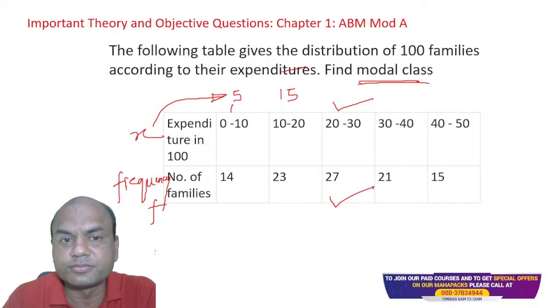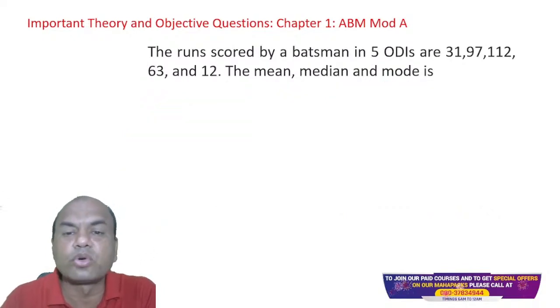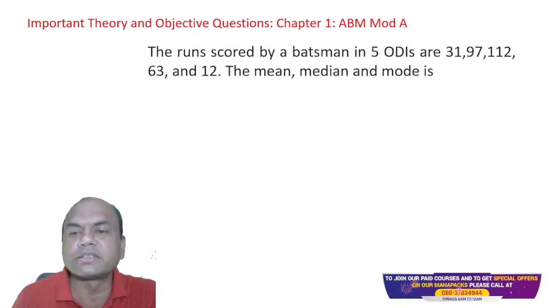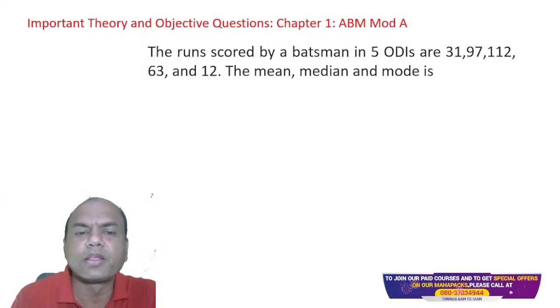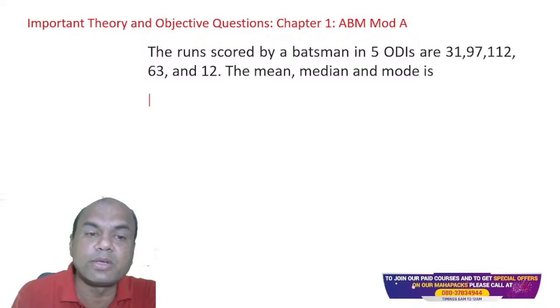Move on. The runs scored by a batsman in 5 ODIs are 31, 97, 112, 63, and 12. Find the mean, median, and mode. So what is this? Mean, median, and mode. So first let's find out the mean. What is mean?